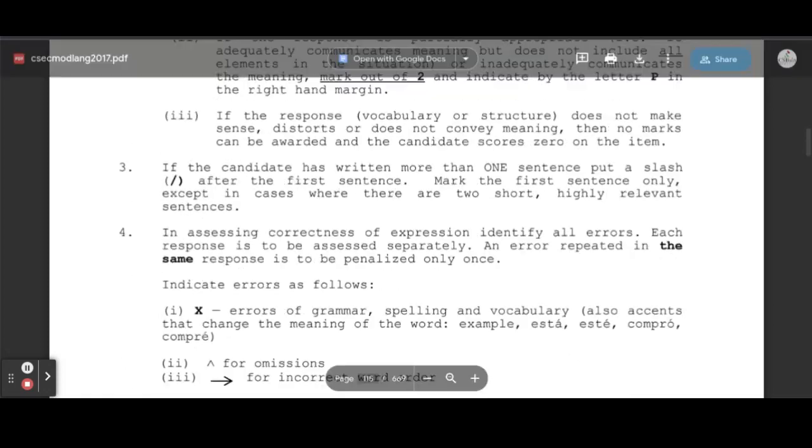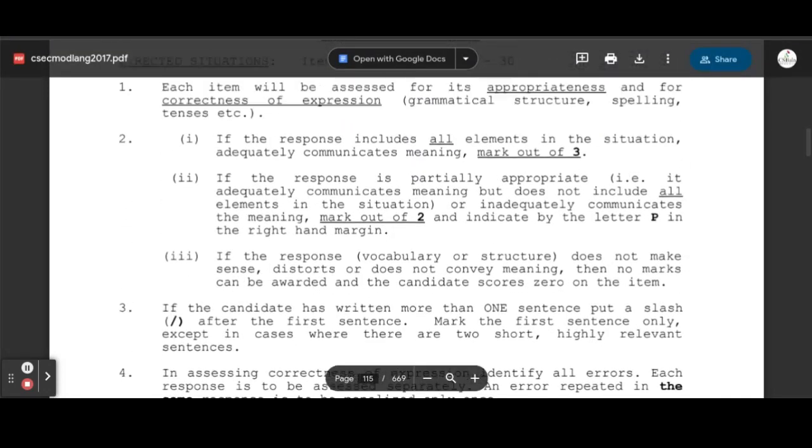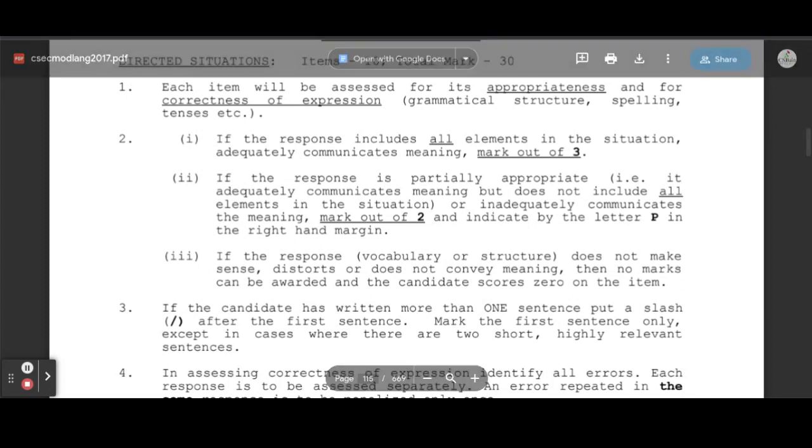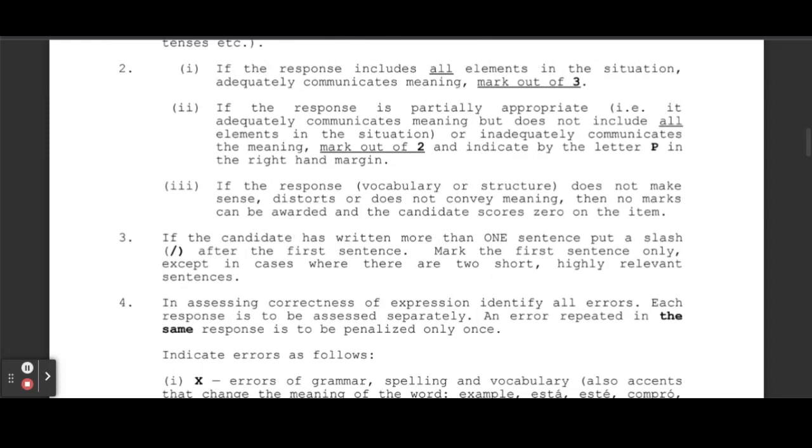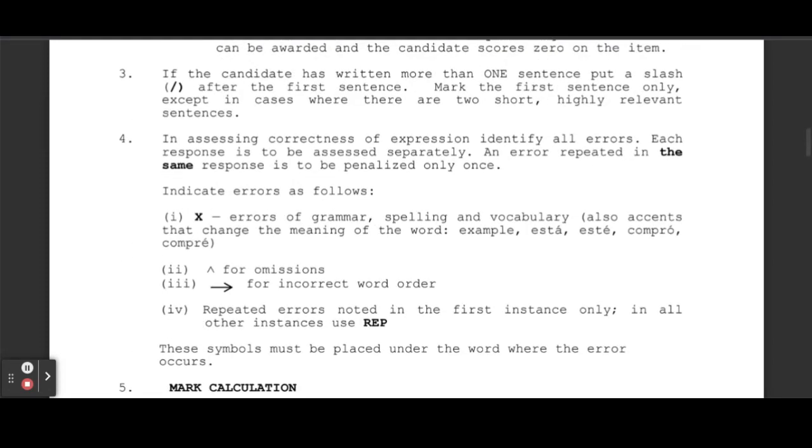I know this is a little confusing. Most people are surprised that this is in here, but yes, you actually get double marked in a sense. You get marked for appropriateness in direct situation, and then you get marked for errors. You get deducted for errors. All right. So that's key to note.